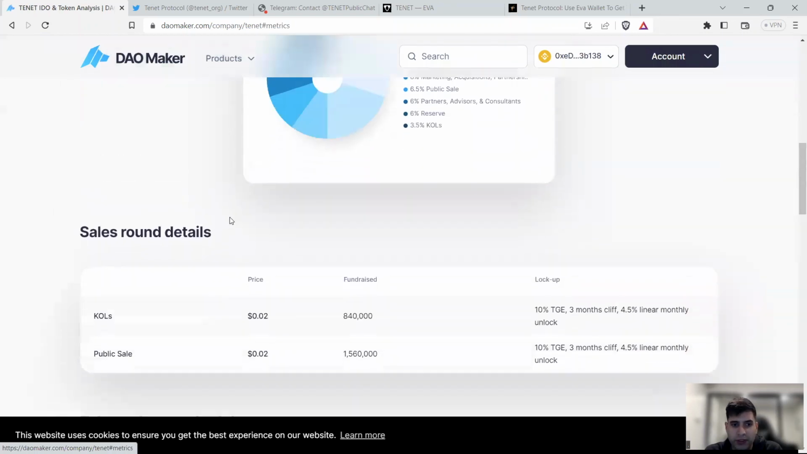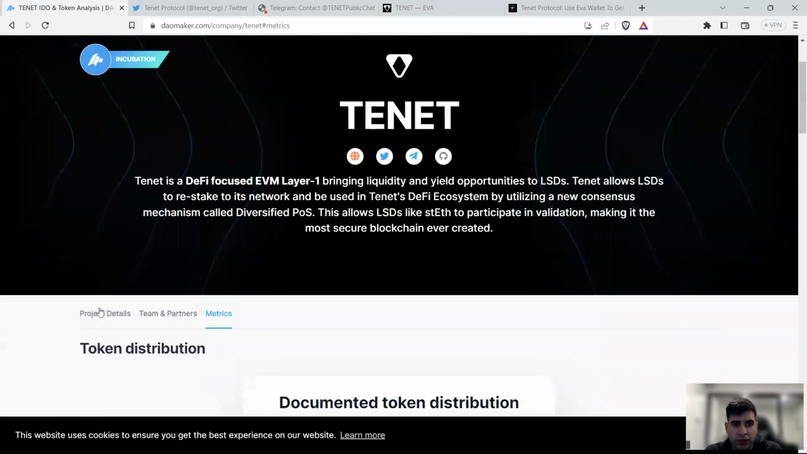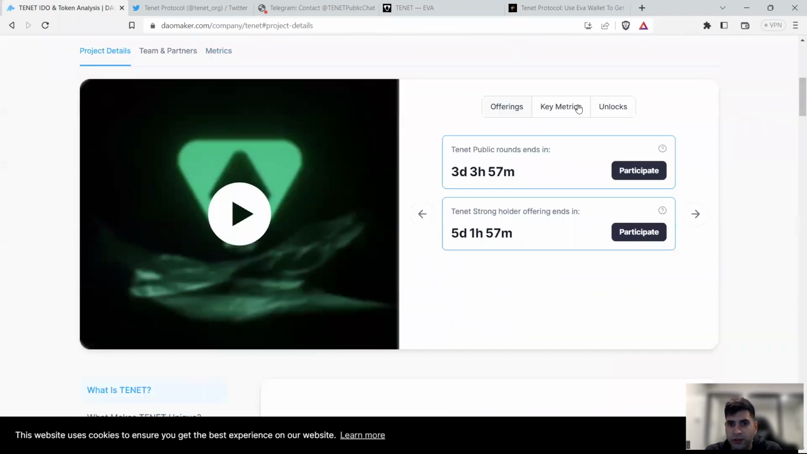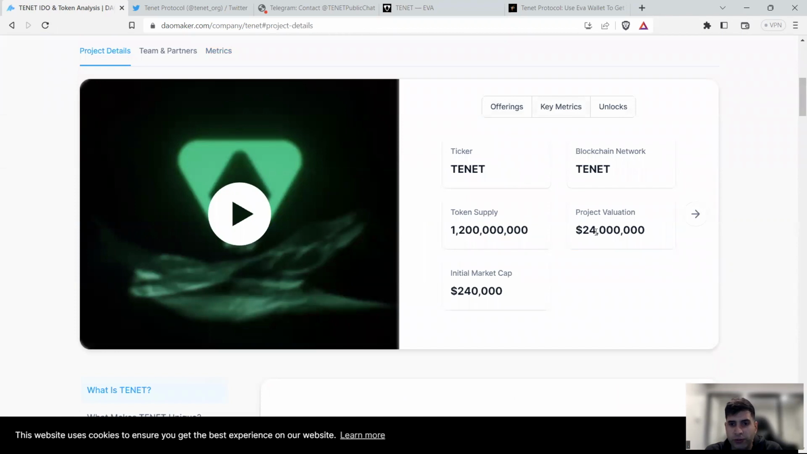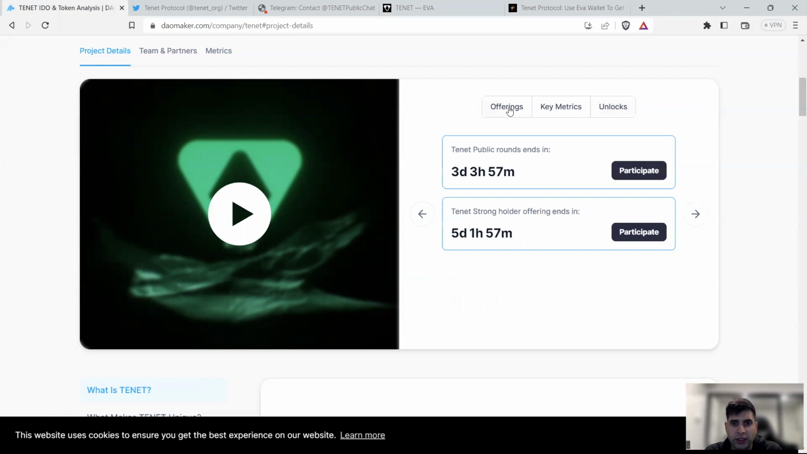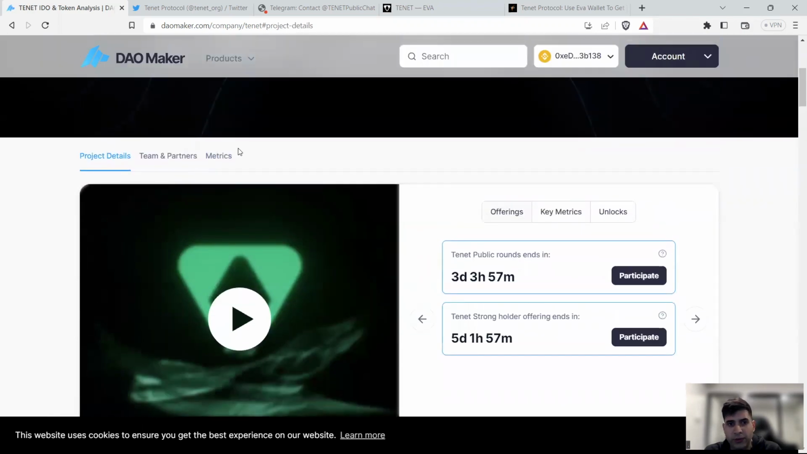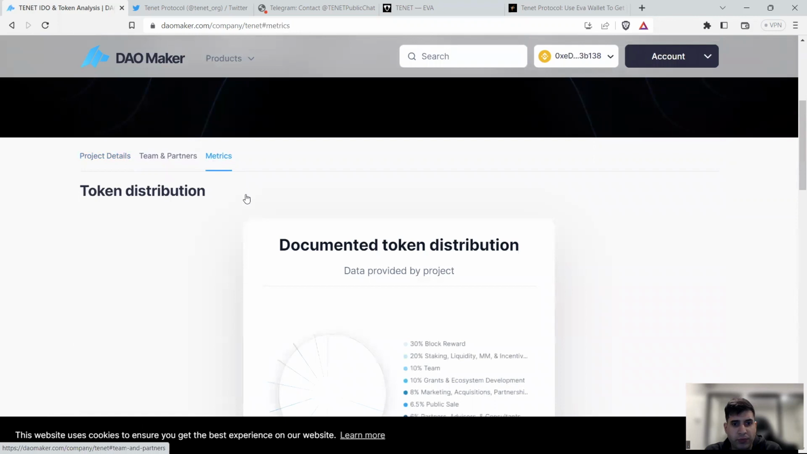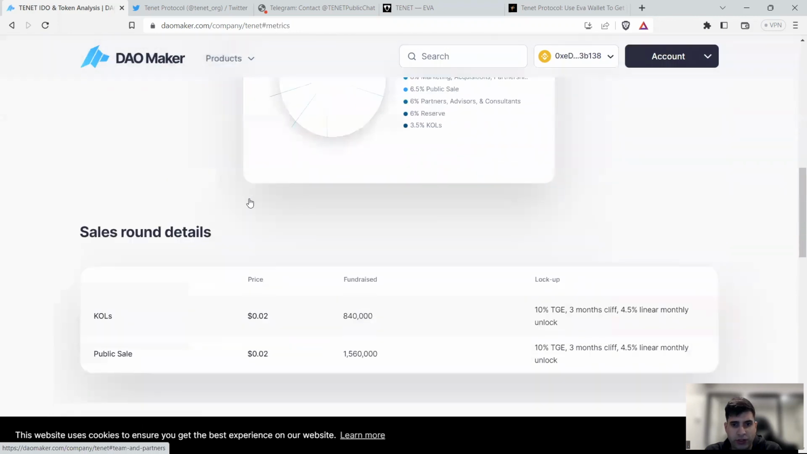In terms of tokenomics, let me quickly go to the project overview here. They have a valuation of 24 million, an initial market cap of 240,000, and a total token supply of 1.2 billion. On TG, they're going to have an unlock only for KOLs and the public sale of 10% at TGE, a 3 month cliff, and then 4.5% linear unlock every month. And it's going to be only on DAOMaker.